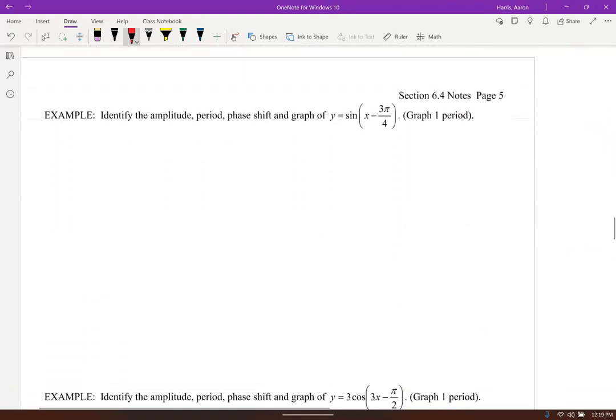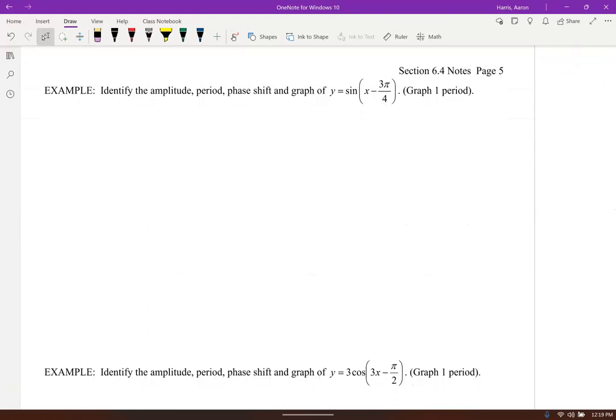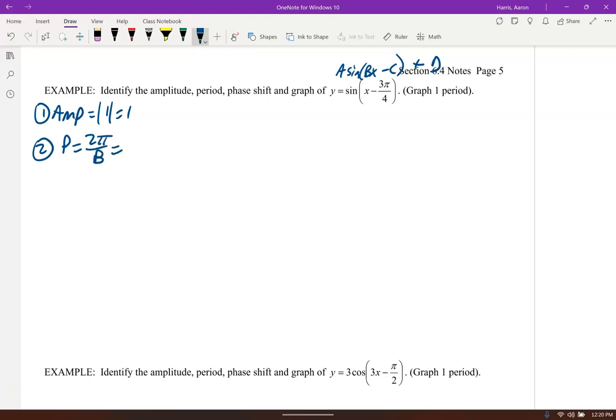Now let's do one with actual phase shifts. Notice you have a C here. So A sine bx minus c plus d. Our b is 1. Our c here is 3 pi fourths. Our amplitude is just the 1 in front of the sine, so the absolute value of 1 is 1. Our period is 2 pi over b, so 2 pi over 1. Our phase shift, c over b. So our c here is 3 pi fourths, our b is 1, so this is just 3 pi fourths.